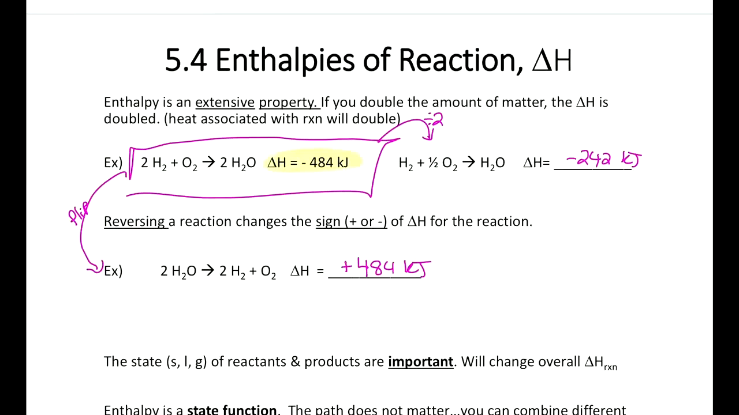States are important too. That will change your delta H as well. For example here, if we make H2O liquid versus a gas, the energy output is a little bit different, the energy value that's written there.